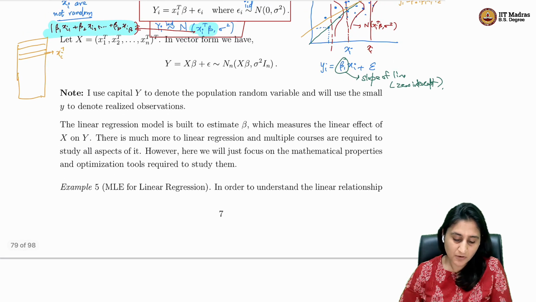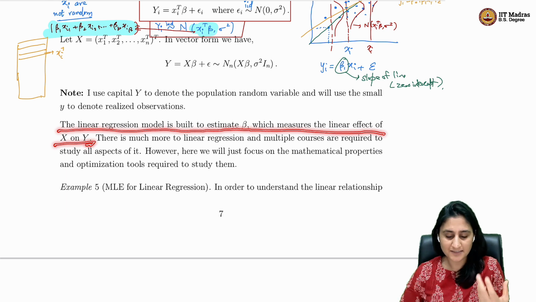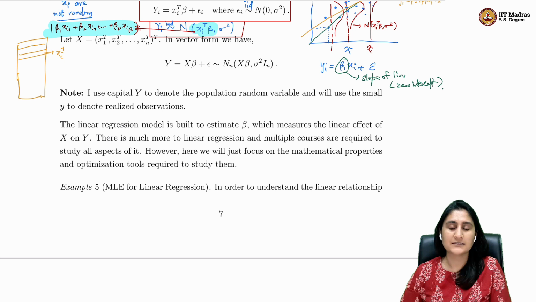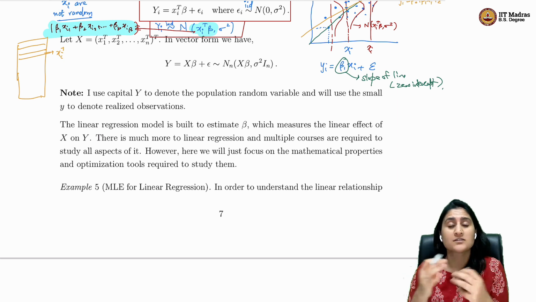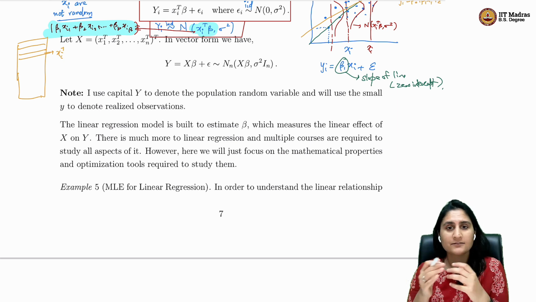Now, the linear regression model, like I said, is a model that is built to estimate beta, which measures the linear effect of x on y. I have some information on the x's. I want to know what y is. So let's take an example. Let's say that we are trying to understand the price of houses, how much a house costs. And let's say I'm looking at Delhi, New Delhi is where I want to buy a house.